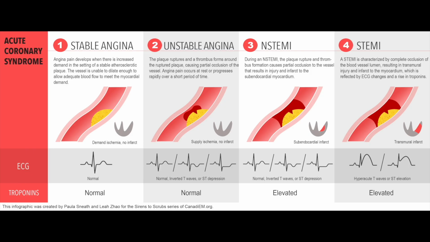Inferior MIs down at the bottom of the heart show up in leads 2, 3, and AVF, and typically involve the right coronary artery, the RCA. And here's a neat diagnostic trick. Posterior MIs on the back wall often cause ST depressions in leads V1 and V2.